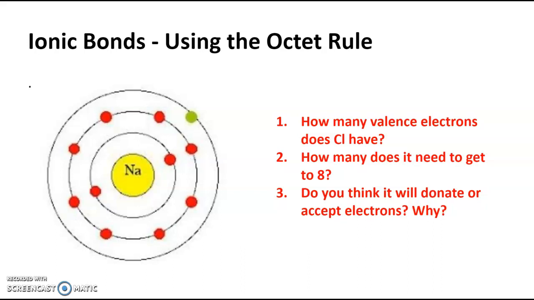Okay, so sodium only has 1 electron on its outermost ring, so it has 1 valence electron. If it wants to get to 8, it either needs to gain 7 electrons, which is a lot, or it needs to just give 1 away because the first inside ring already has 8 electrons. So in this case, it will definitely donate its electron. It's a lot easier for it to give away 1 electron than it is for it to get 7 more.